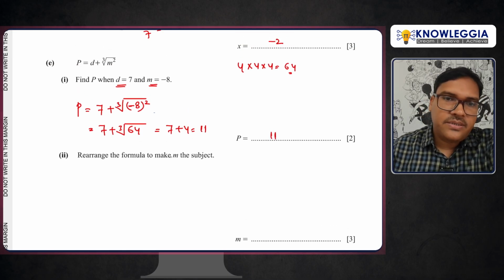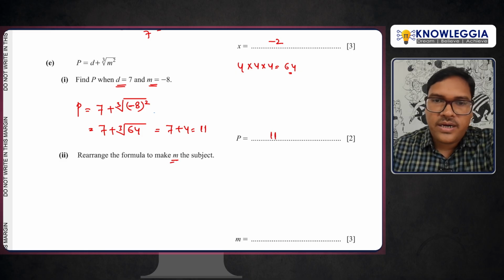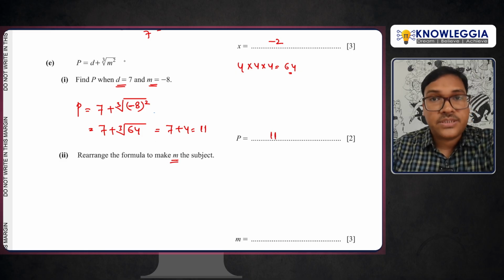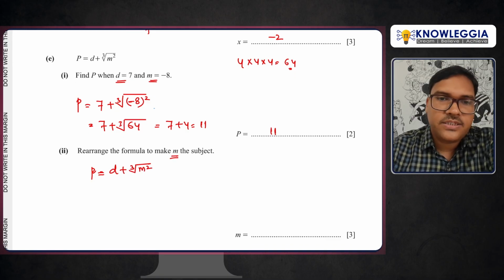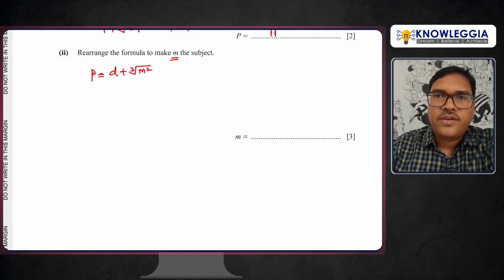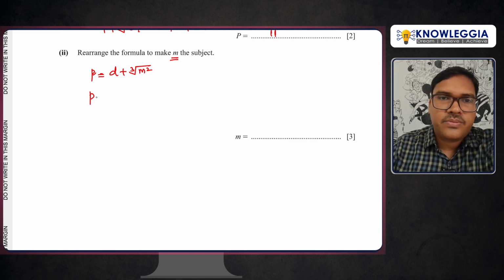Now the next part is rearrange the formula to make m the subject. You have to make m the subject. So what you have to do is just arrange the formula, which is p is equal to d plus cube root of m square. So now we have to arrange this formula. You can see here, I can say this is p minus d is cube root of m square.